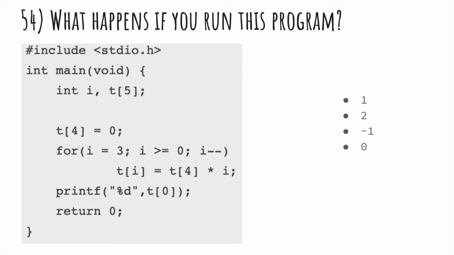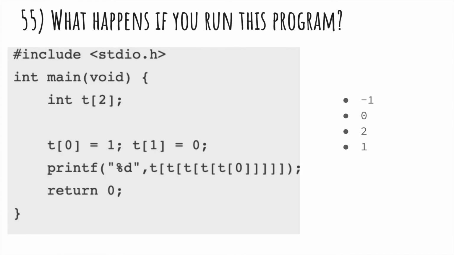So t of 3 is equal to t of 4, which is 0, times I, and 0 times anything is 0, so t of 3 is equal to 0. So now I is equal to 2. T of 2 is equal to t of 4, so that's 0, so t of 2 will be 0, same with t of 1, same with t of 0, and so your answer will be 0.